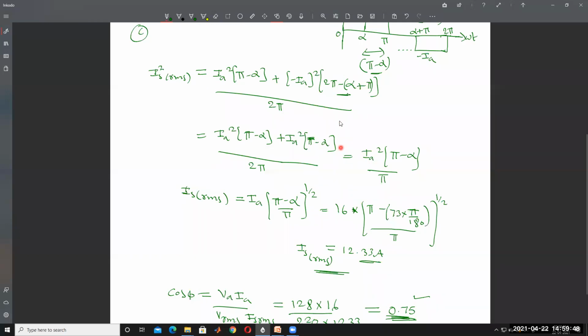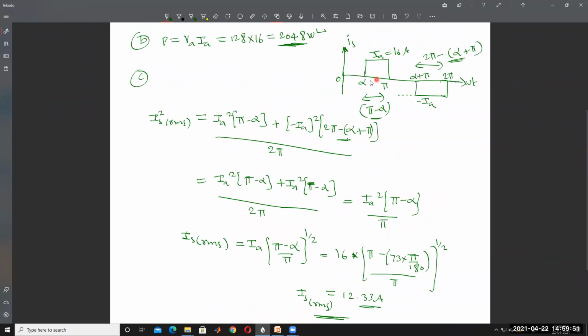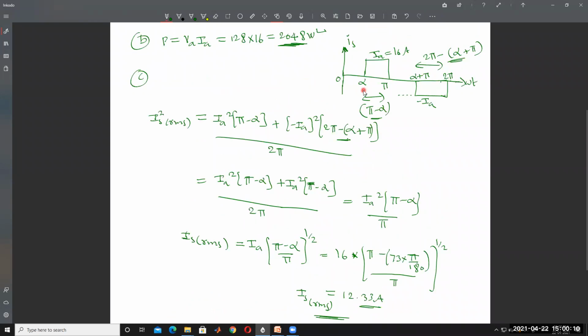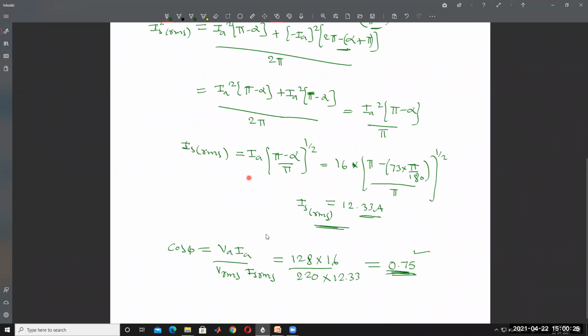So the main thing is to find the equation. In the exam it may be different. The range may be given as alpha to 2 pi, or alpha to 2 pi by 2. For those cases, we find the RMS value of the source current the same way: IA square into this region, pi minus alpha, similarly minus IA square into this region, 2 pi minus alpha minus pi. So we'll get the RMS value of the source current like this.